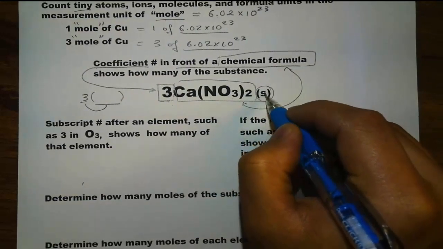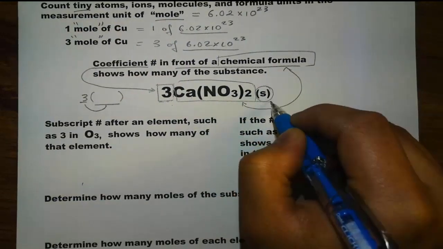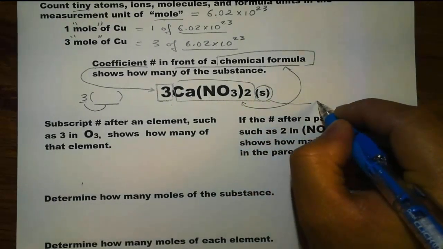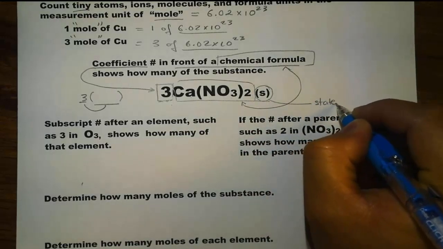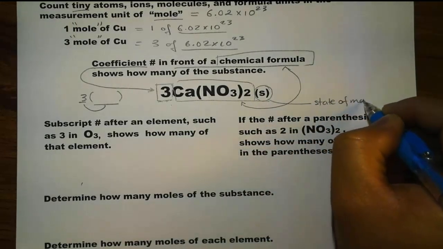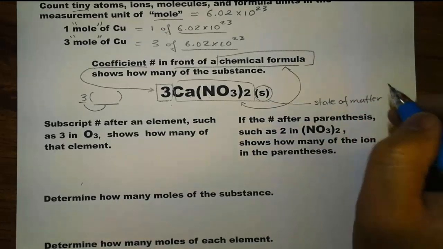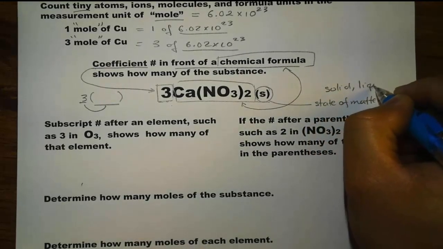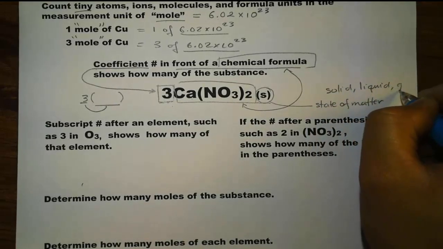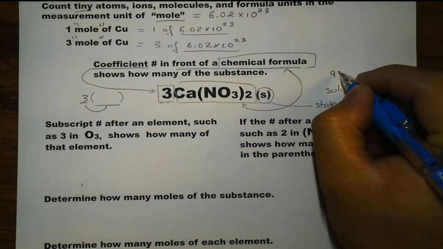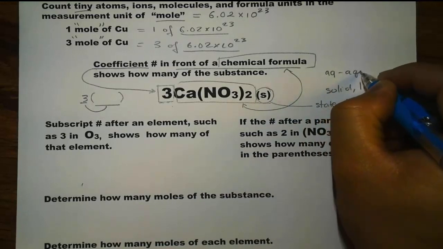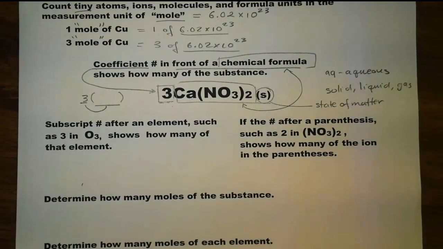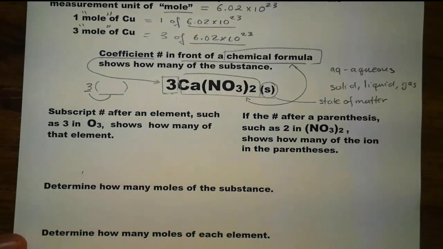Where this right here, the letter S in parenthesis, that tell you that is the state of matter. Such as S for solid, right? L for liquid, and G for gas, and sometimes AQ for aqueous. So keep that in mind. This is the states of matter.